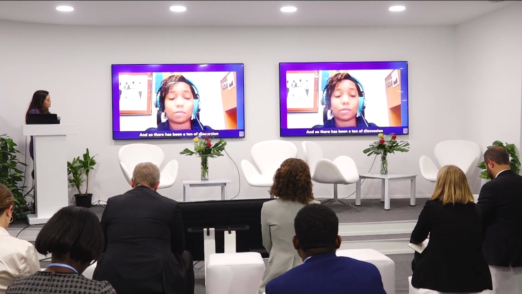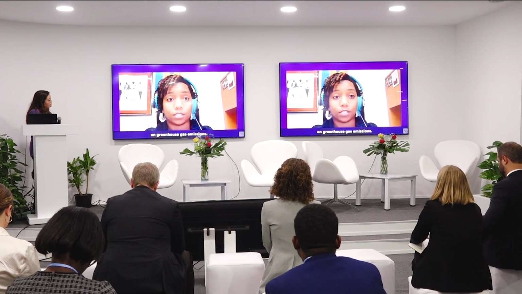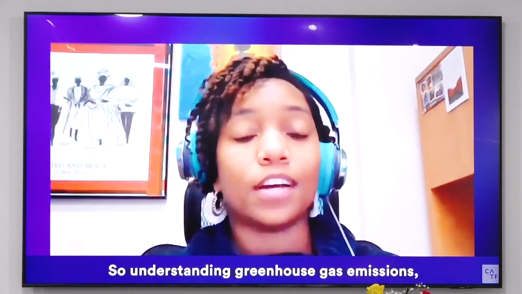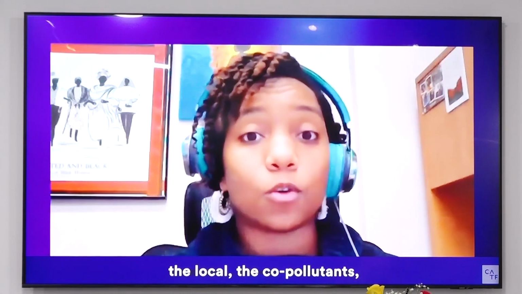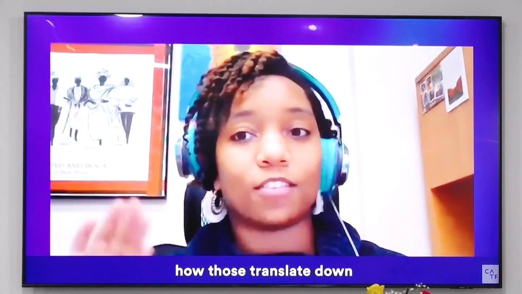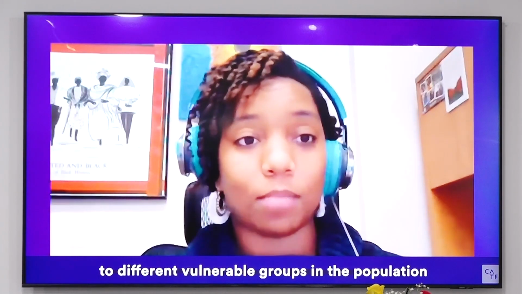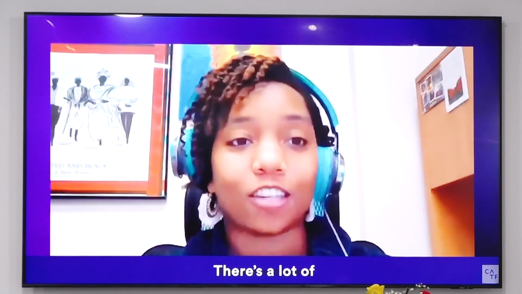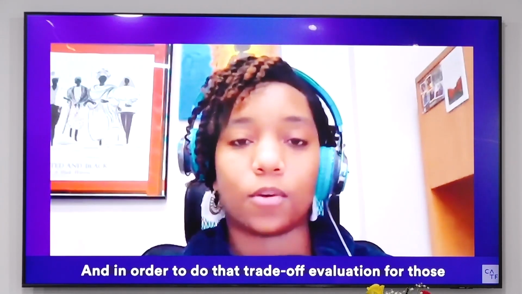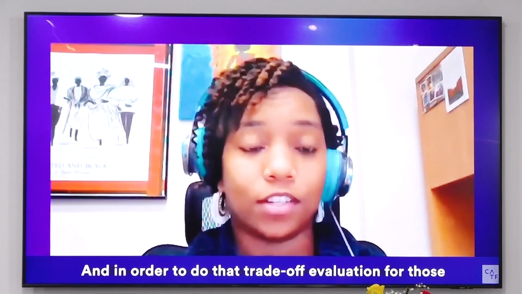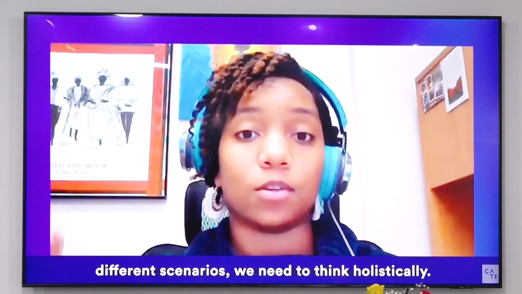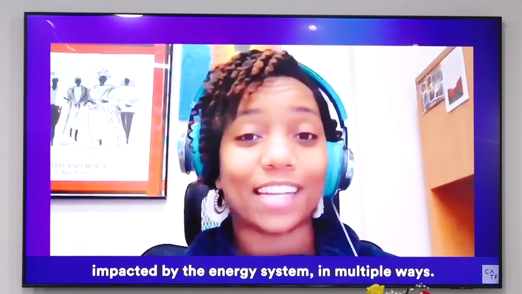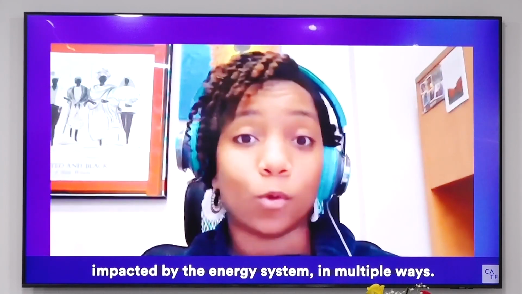And so there has been a ton of discussion on greenhouse gas emissions, but every system has trade-offs, every pathway has trade-offs. So understanding greenhouse gas emissions, the co-pollutants, how those translate down to different vulnerable groups in the population and how that impacts them. Water consumption, land use, right? There's a lot of things that we care about. And in order to do that trade-off evaluation for those different scenarios, we need to think holistically, because a lot of people's lives are impacted by the energy system in multiple ways.